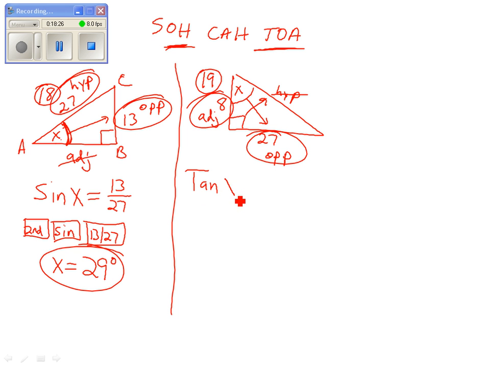Then our angle, which is x this time, equals opposite over adjacent, so 27 over 8. And we're going to do the same thing we did on the last one. We're going to hit second, tangent, punch in our 27 over 8, then hit enter, and it's going to tell us what our angle is. So we're going to know that x equals however many degrees, and again we'll round it off to the nearest degree. So second, tangent, 27 divided by 8, and I ended up with 73.5, so we'll say about 74 degrees.